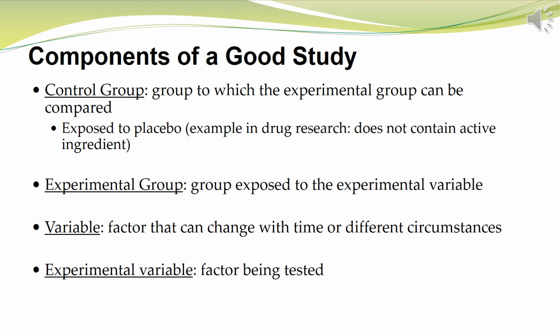And then there's the experimental group, which is actually exposed to the experimental variable, and then compared to the control group to see if there's any difference. And a variable is, of course, a factor that can change with different circumstances or time. So, like in a drug test, this would be like the different drugs they test. And specifically, an experimental variable is the factor being tested.